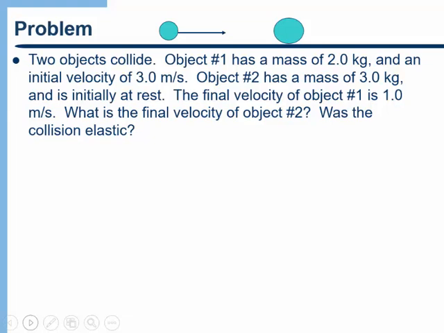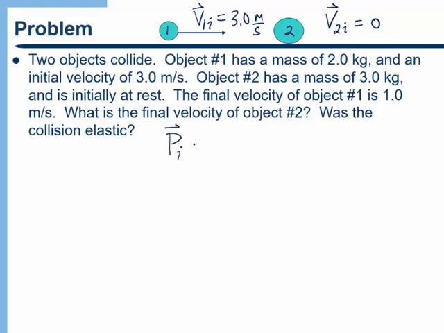Okay, let's go through the conservation of momentum part. We've got object 1. So that's object 1. Here's object 2. Object 1 had an initial velocity, v1 initial, of 3 meters per second. Object 2 had an initial velocity, v2 initial, of 0. So we want to write down conservation of momentum. Remember that we're always going to write capital P initial is equal to capital P final. And now we're going to write out what it is.